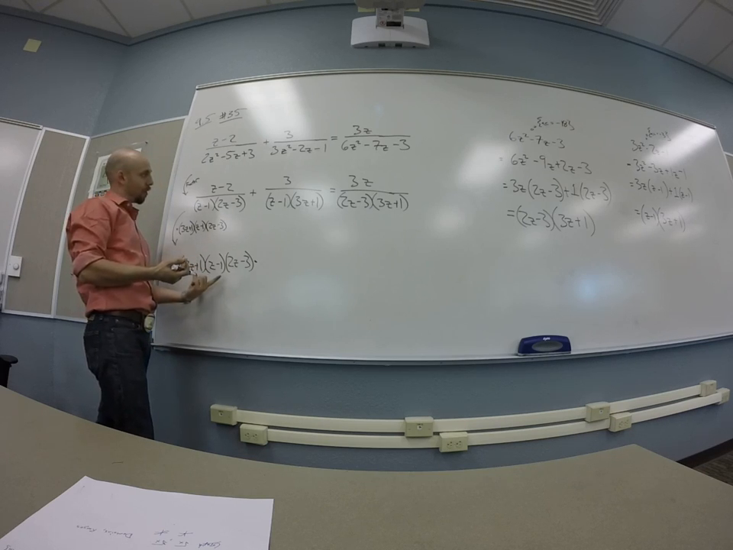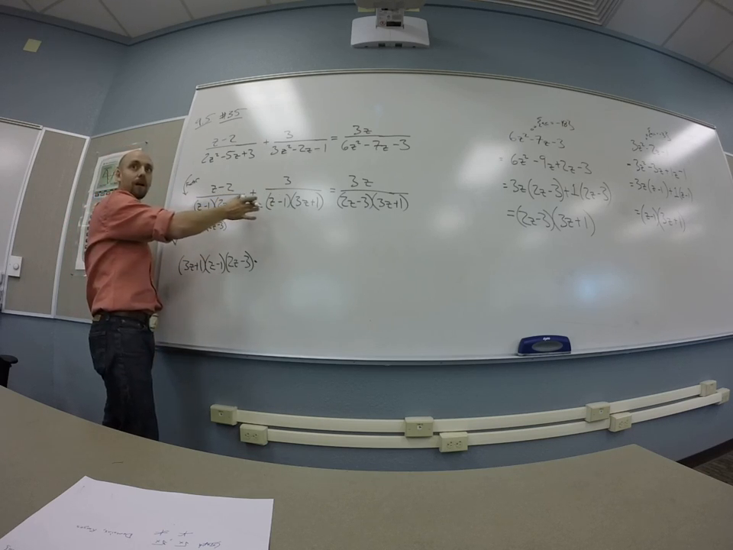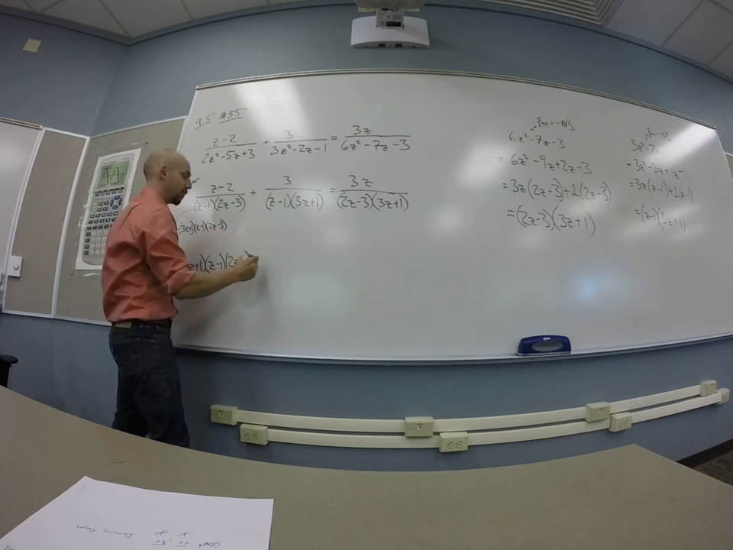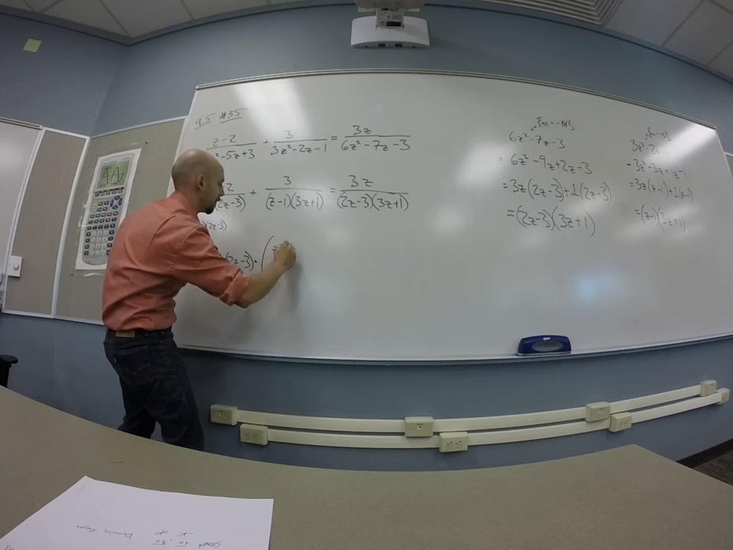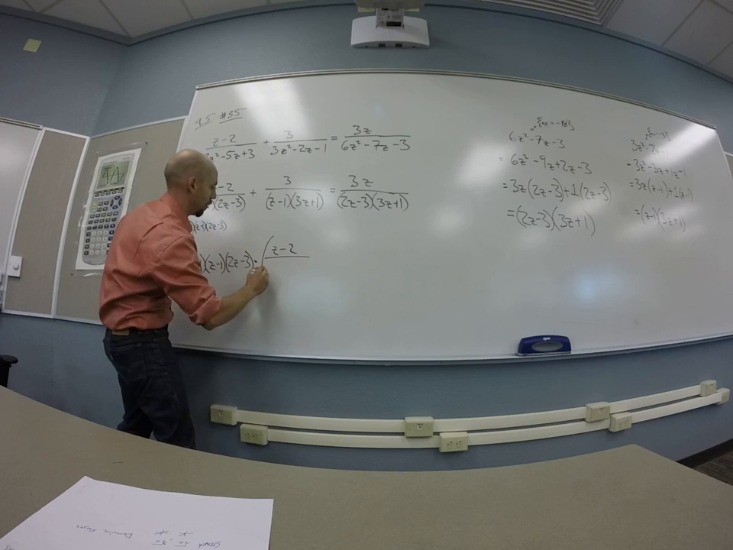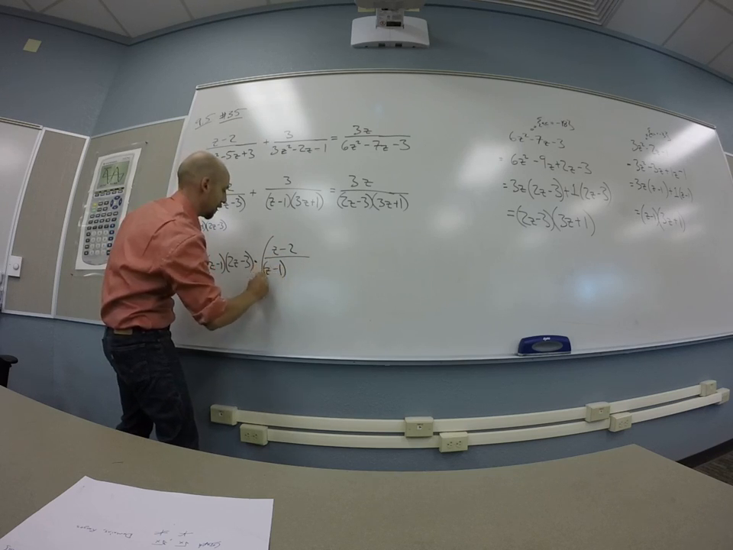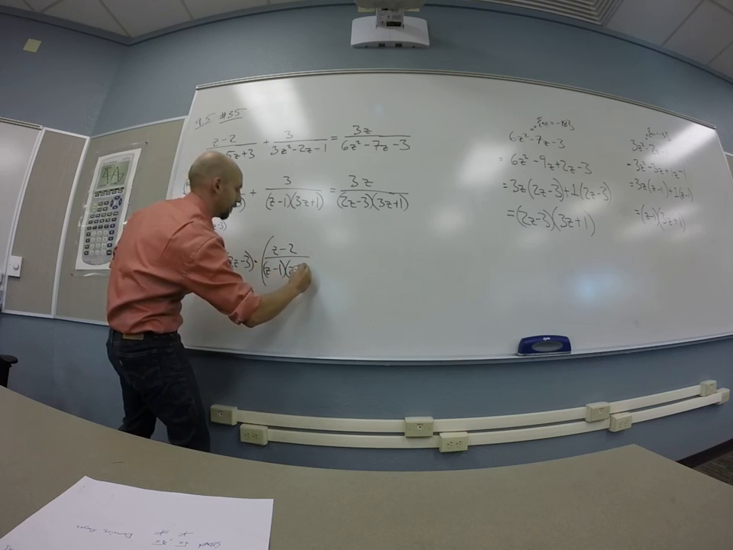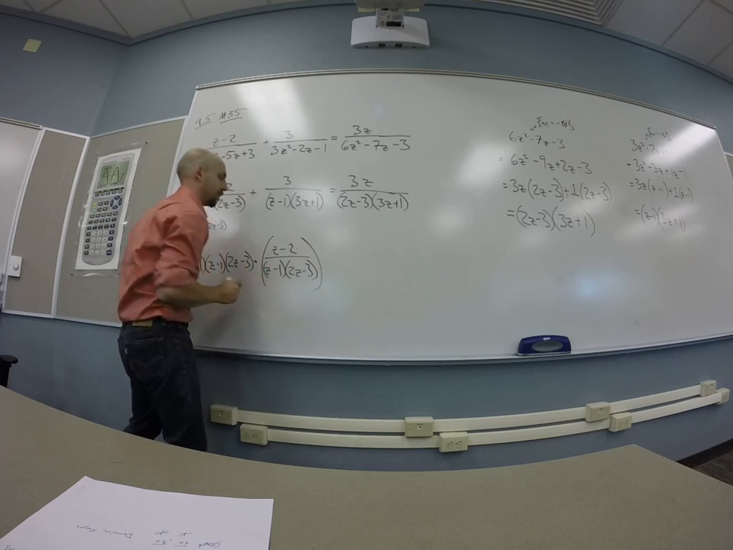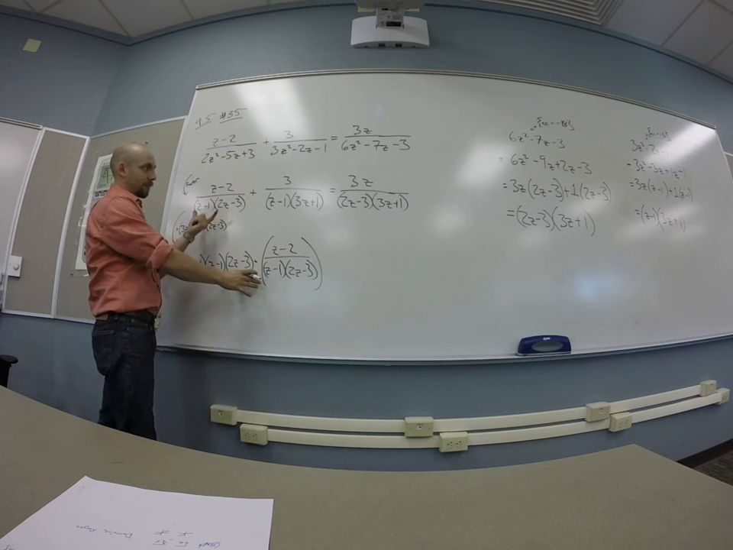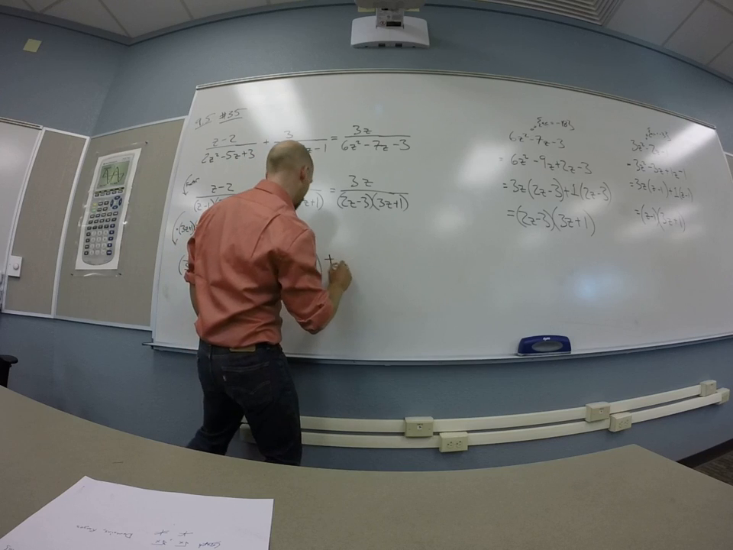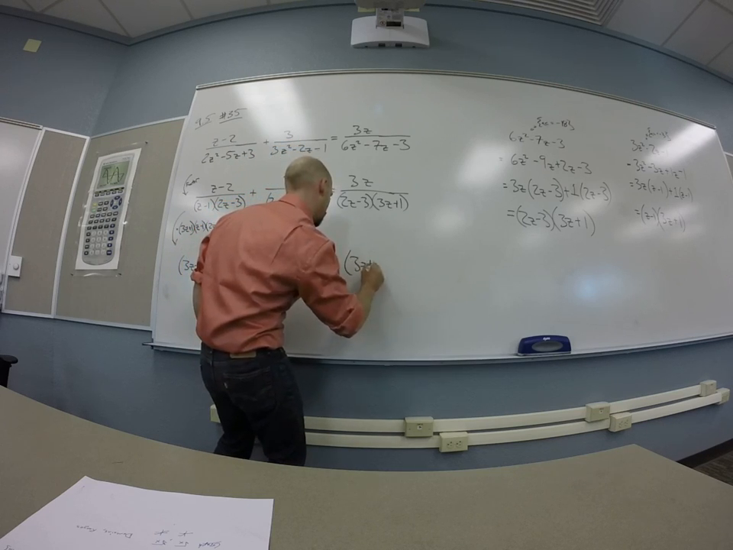So I multiply this whole thing by this right-hand side. So I'm going to need to distribute. So I get a z minus 2 over, I've got a z minus 1 and a 2z minus 3. So that's the first term after I distribute. Then there will be a second term.